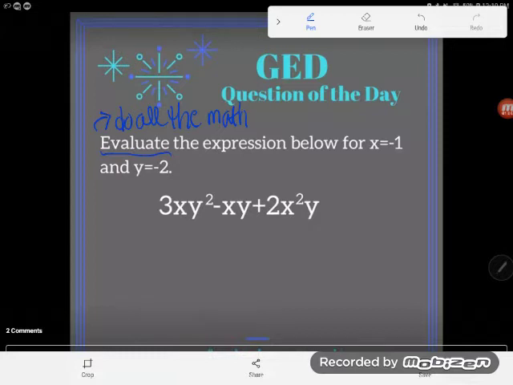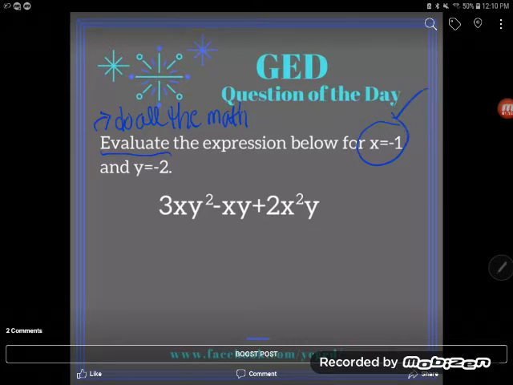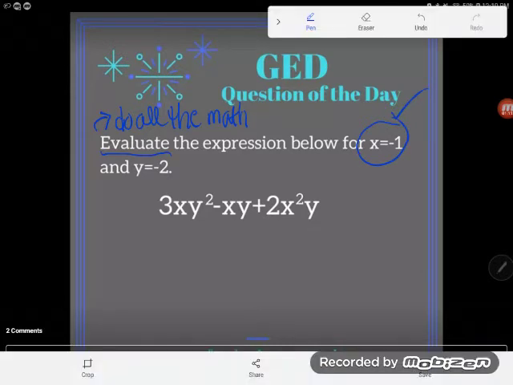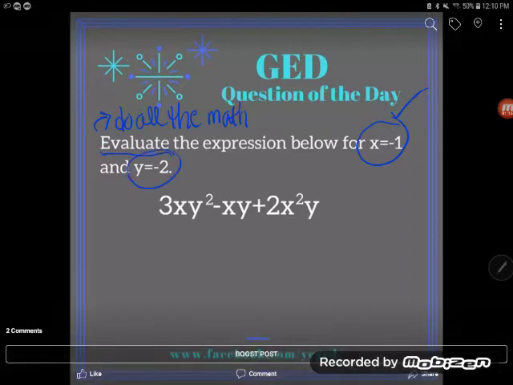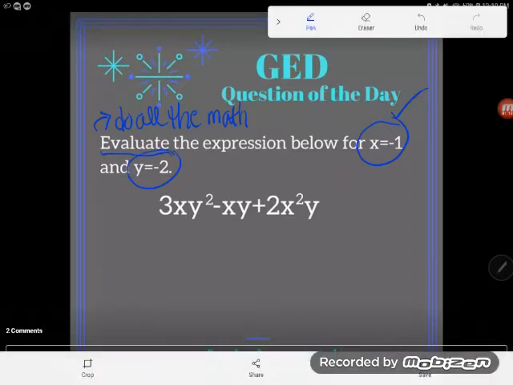Okay, so evaluate the expression below for x equals -1. That makes me cheer. Mystery solved. X isn't a mystery anymore. I know what he is. He's the number -1. And y equals -2. Again, another mystery solved.